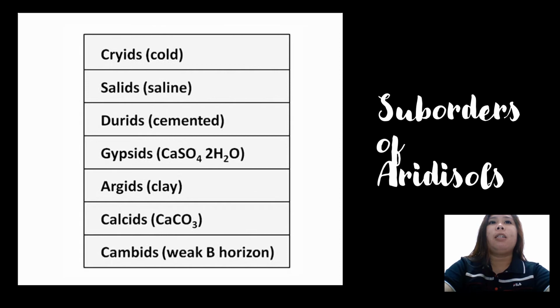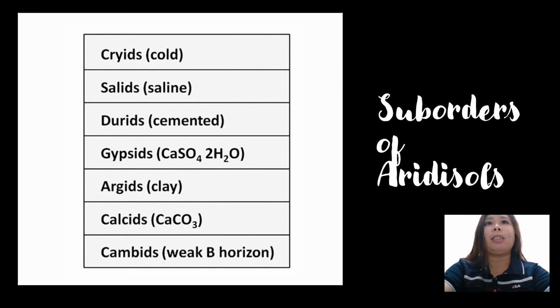Aridisols have 7 suborders, namely cryids, which have a cryic soil temperature regime; salids, having a salic horizon within 100 centimeters of the soil surface; durids, which are soils that have a duripan within 100 centimeters of the soil surface; and gypsids, those having a gypsic or a petrogypsic horizon within 100 centimeters of the soil surface and do not have a petrocalcic horizon overlying the horizons.